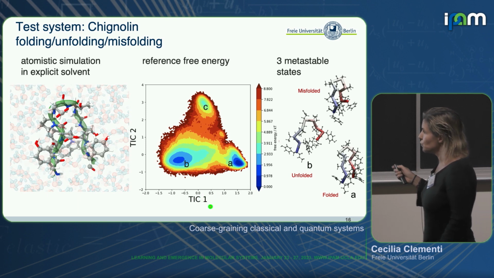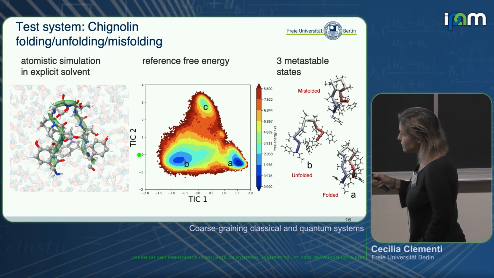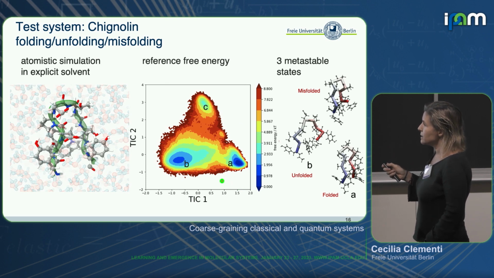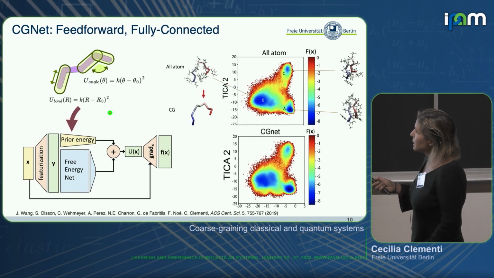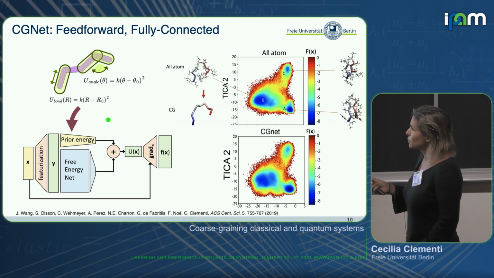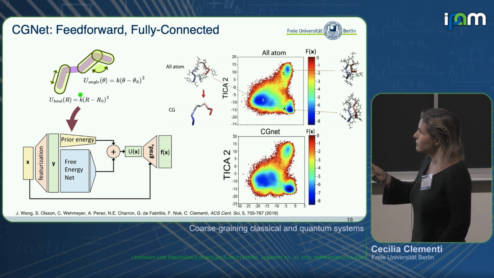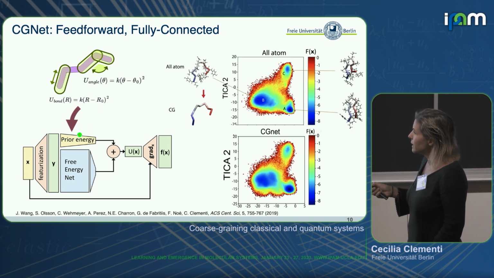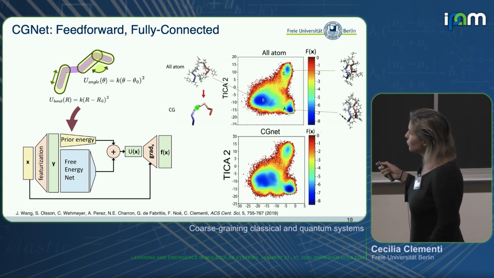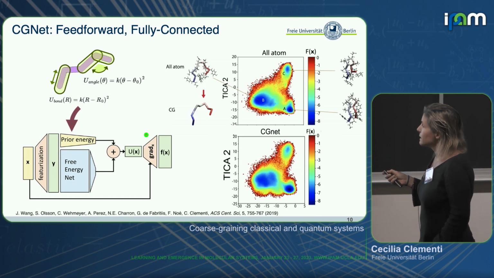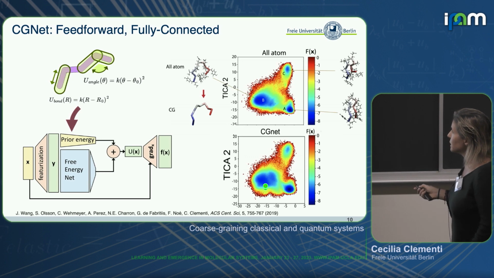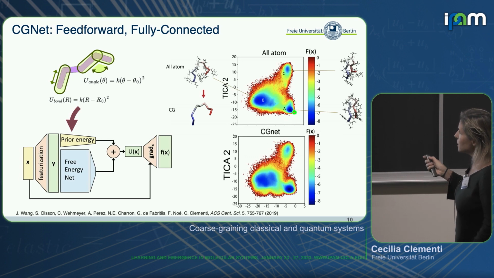So the goal is to reproduce a landscape with three metastable states, hopefully with the same stability and the same barriers, with a much simpler model. This is what we did back in 2019, really a proof of principle. The prior energy is simply the connectivity of the chain and some excluded volume. We go to a resolution of only one carbon alpha per residue, so from several thousand degrees of freedom to 10 beads, 30 degrees of freedom. And we can indeed reproduce the three minima. It's not matching exactly, but it reproduces them.